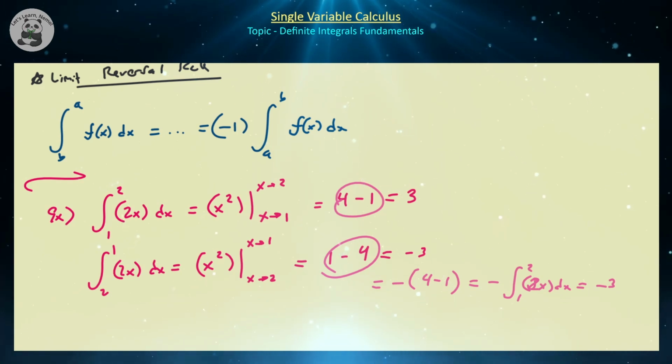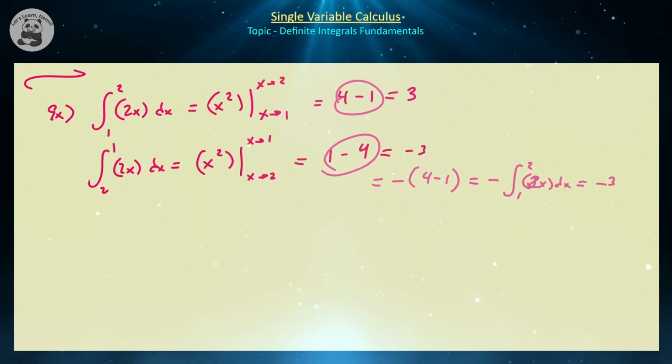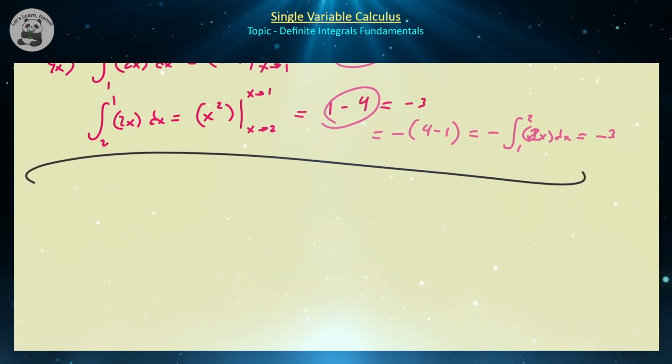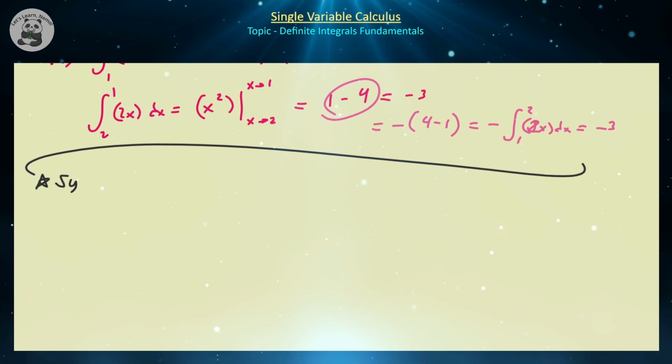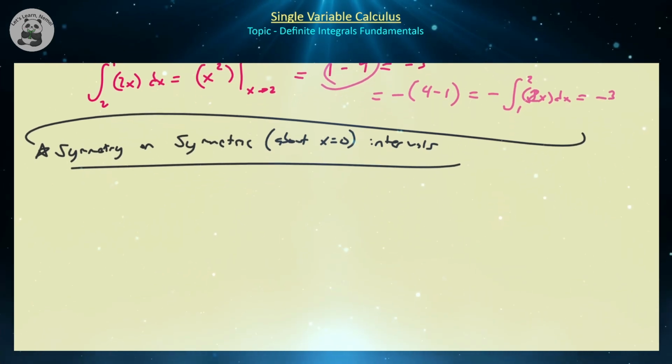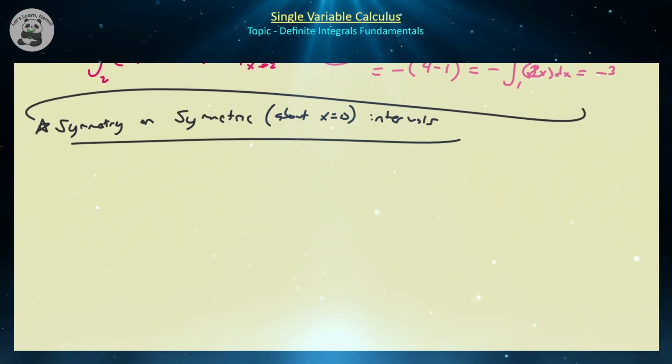Right? So if you reverse your limits, the only thing that changes with your definite integral value is just the sign. Now, there are a couple other little cute properties that you definitely should know when working with definite integrals, and especially when you have symmetry on symmetric intervals. Symmetric about 0 intervals. Of course, you can generalize it about any vertical axis of symmetry besides x equals 0, but x equals 0 is the universal one, at least for most cases.